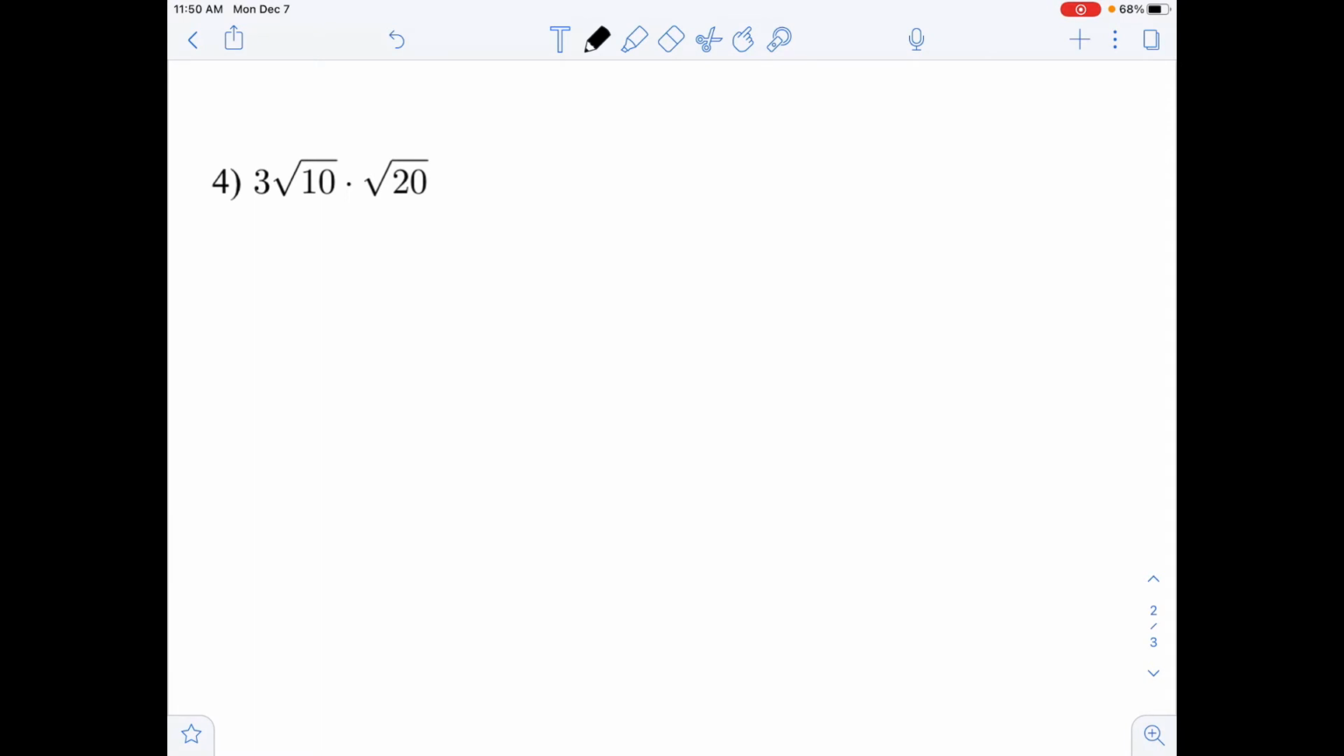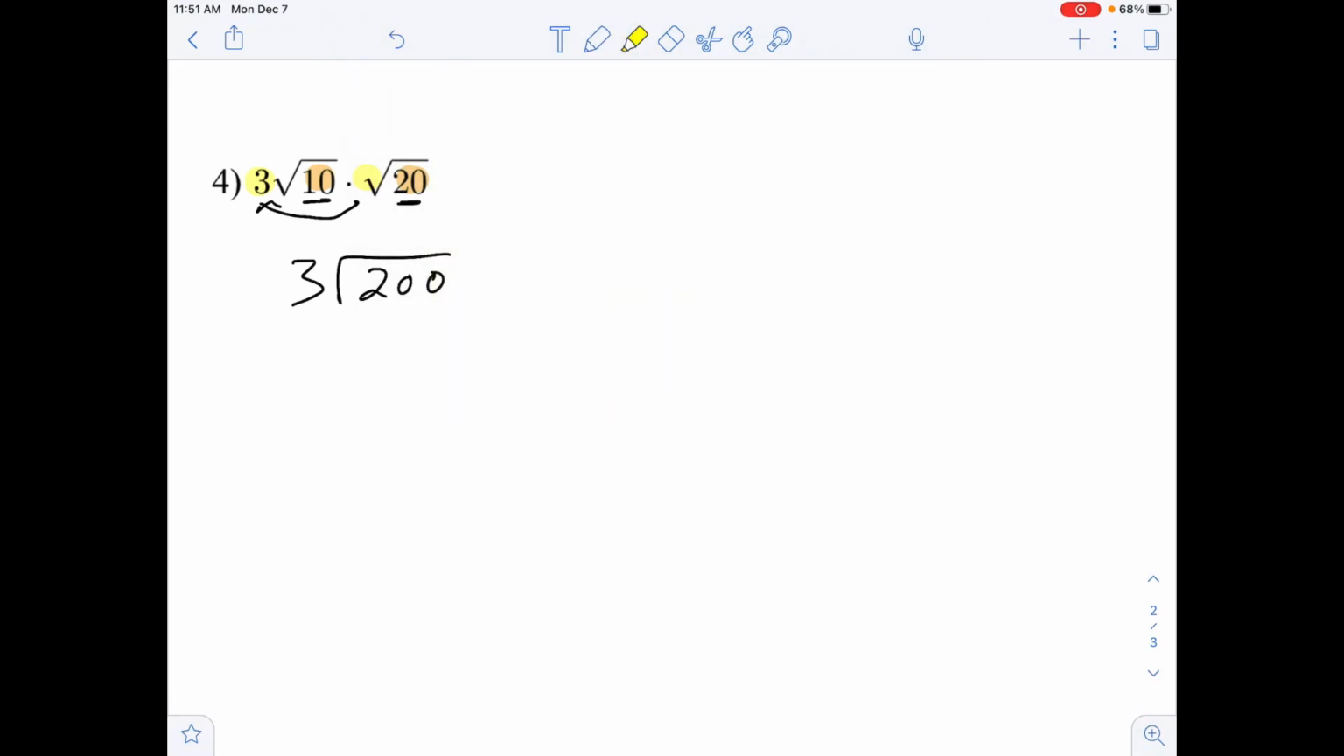So if we're going to multiply these, you want to multiply the numbers on the outside together. And then we're going to multiply the numbers inside the radicals. That's the way it works. So we have 3 times 1, which is just going to be 3. And then we have the square root of 10 times the square root of 20, which is the square root of 200.